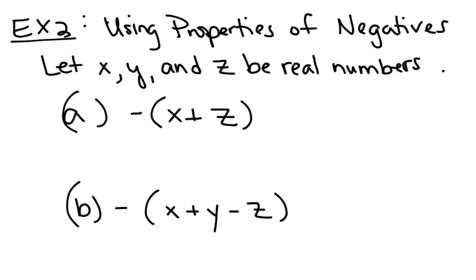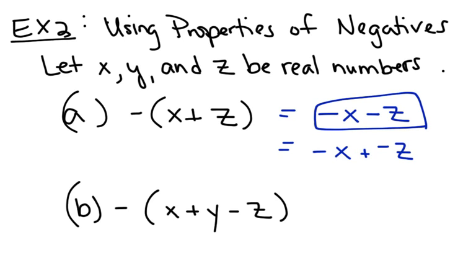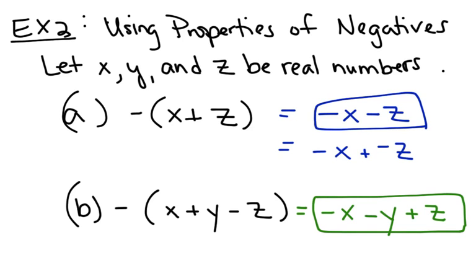So let's use the properties of negatives. Let x, y, and z be real numbers. So negative times the quantity x plus z should just give you a negative x and a negative z. Again, if you write it like this, that is also acceptable. Traditionally, we write it like this. In part B, negative times the quantity x plus y minus z is going to be a negative x, a negative y, and a positive z. So really all it does is change all the signs.